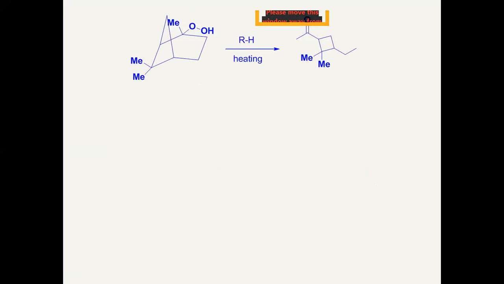It is a bicyclic compound, and you see there is a hydroperoxide. What is hydroperoxide? Hydrogen and peroxide. Peroxide means an oxygen-oxygen linkage. This is the oxygen bond, the hydroperoxide, and this is the alkyl group. This whole big part is the alkyl group. So this total big group is the alkyl group.